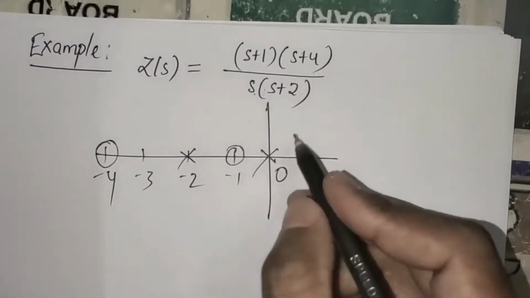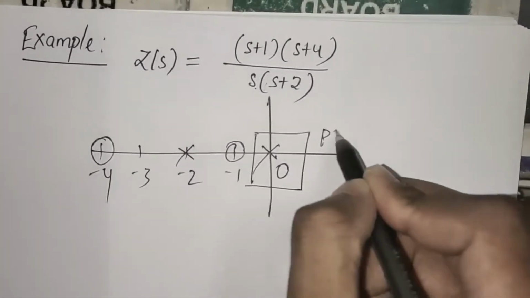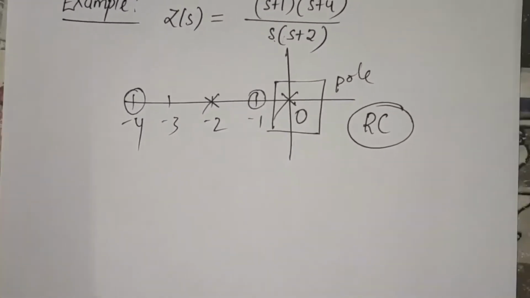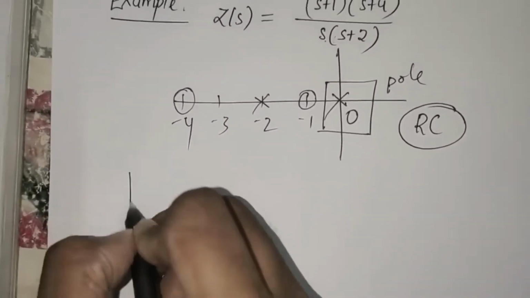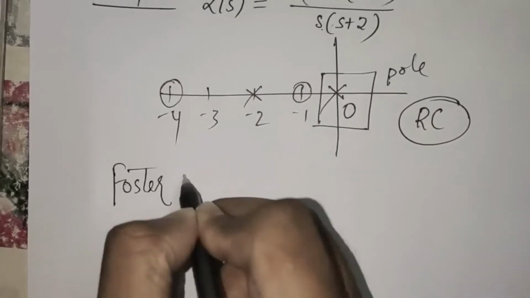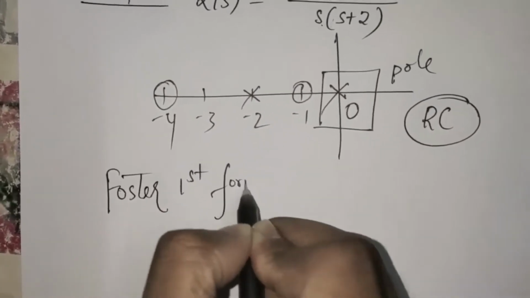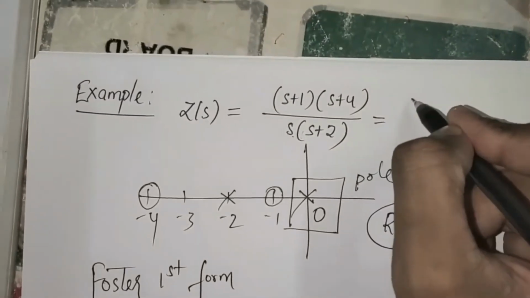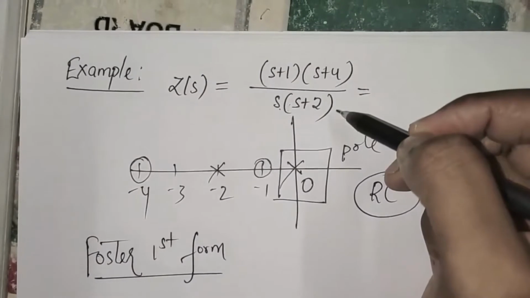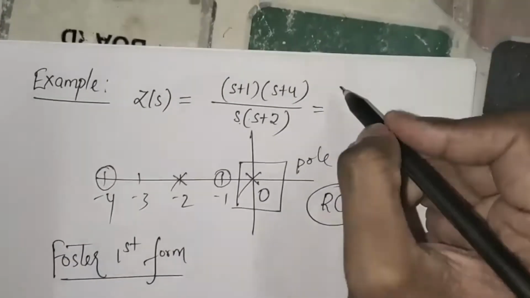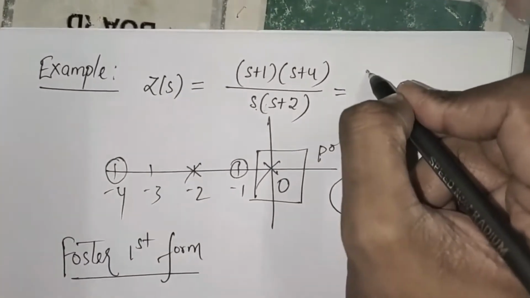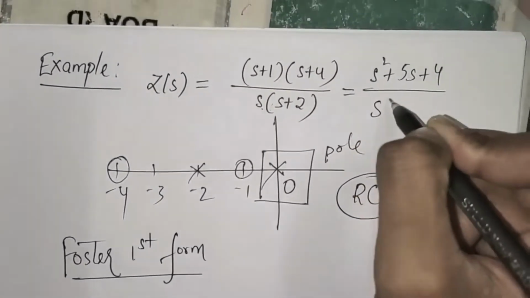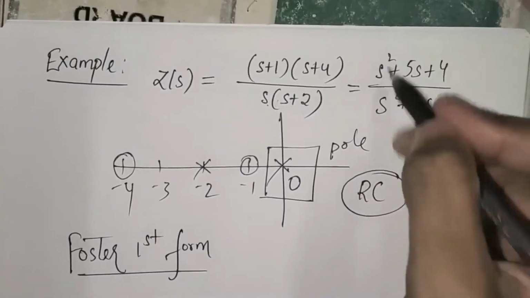So as you can observe that we have a pole near origin. So this is an RC function. So the first method is Foster first form. So here you can observe that both the numerator degree and denominator degree are same. So upon multiplication, this is s square plus 5s plus 4 and this is s square plus 2s. So both have the same degree.